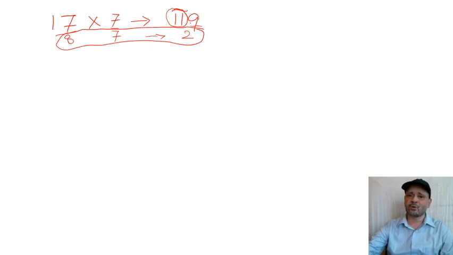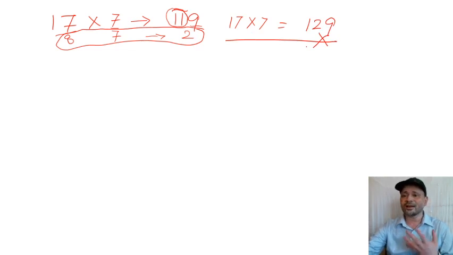Now you see, suppose somebody told 17 into 7, somebody has mistakenly written 129. Now you have to tell that it is wrong. What are the ways by which you can say it has to be wrong? First of all, by behavior, this is 8 and this is of behavior 7, so the product has to be of behavior 2, which it is not. It is of behavior 3, so it is wrong.